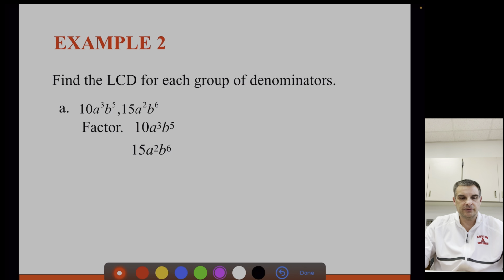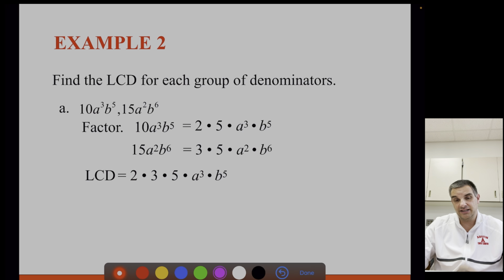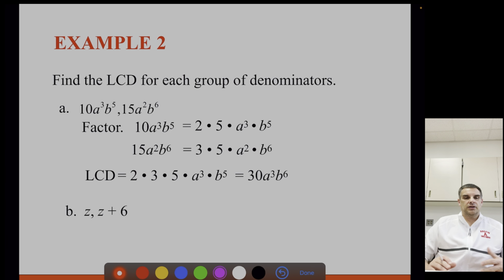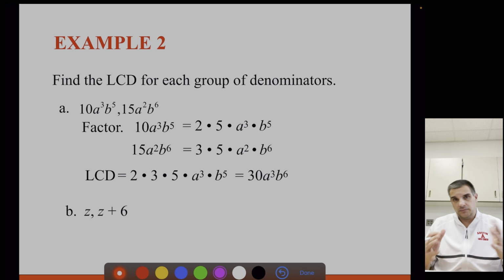Okay, let's see what they wrote. Say factor, and they dig in. They did it the same way I did this time, and you can see what they have. So part B says, what's the least common denominator for z and z plus 6? Well, factor each of them. Can you factor z? No. Can you factor z plus 6? No. So you start on the left-hand side and then rewrite what's not there.